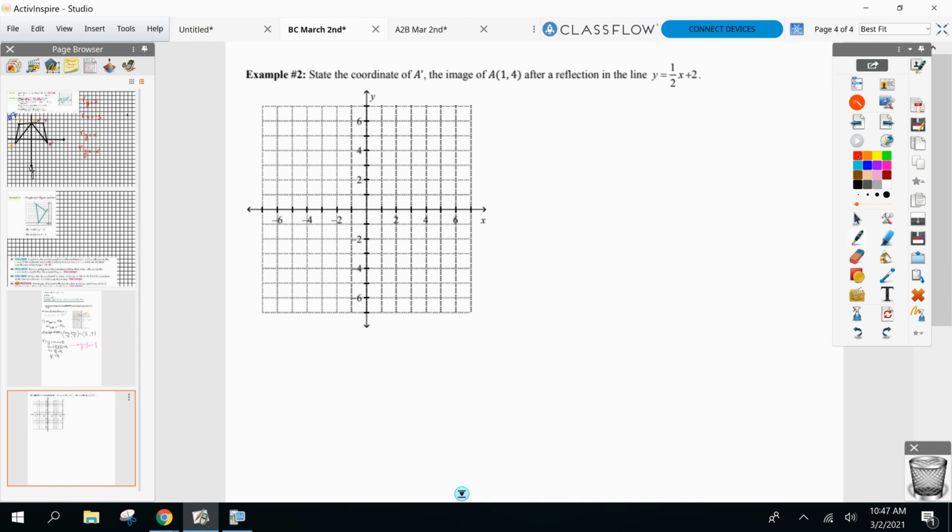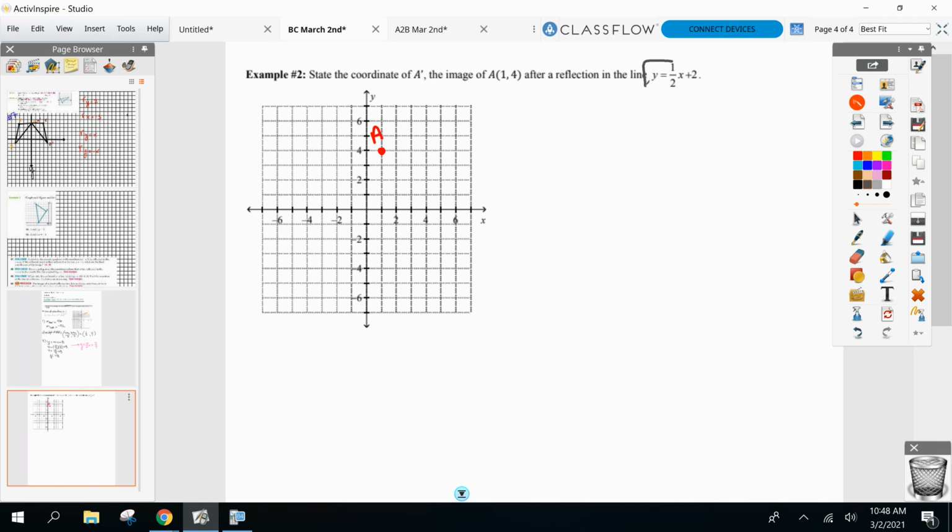Oh, how about that line I'm going to ask you to reflect over? That's not horizontal or vertical. I would like to see this line graphed, so I can see visually what line I'm asked to reflect over.